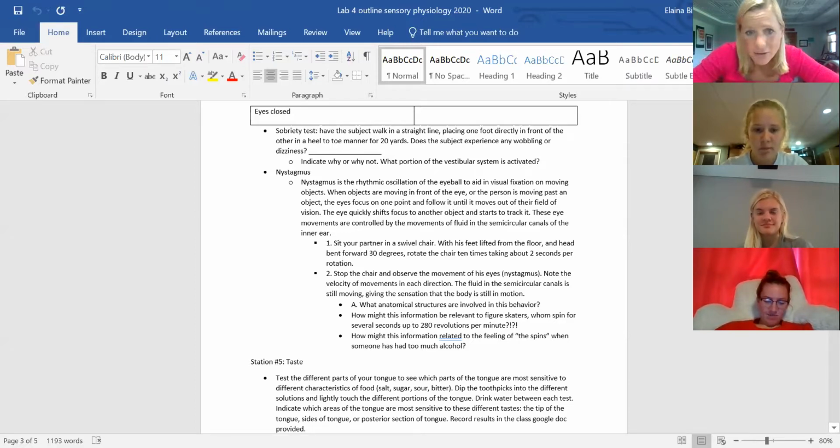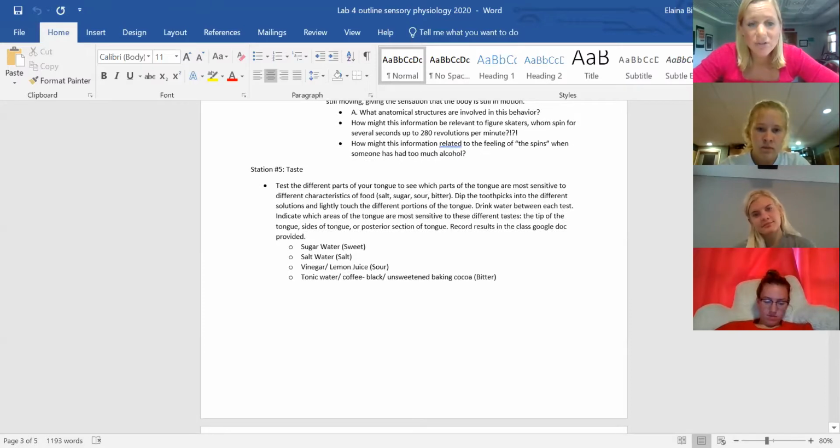Okay. Taste, you can do this on your own. I tried to choose things that I thought you would probably have at home. Do the best you can. So something sweet, just dissolve some sugar in some water. For something salty, just dissolve some salt into some water. For something sour, vinegar or lemon juice will work. Those are usually what I use in lab, but if you don't have those, be creative and try to find something else sour in your house.